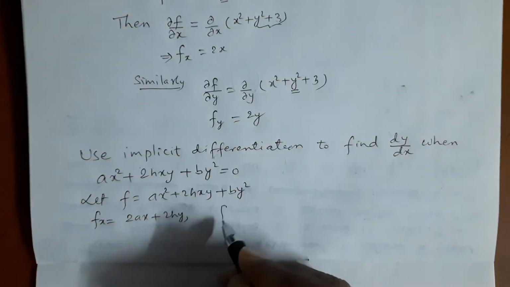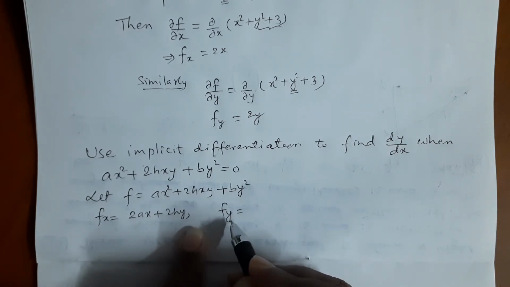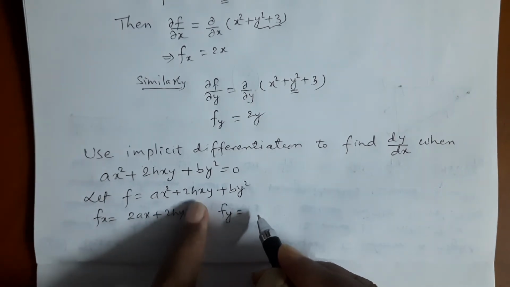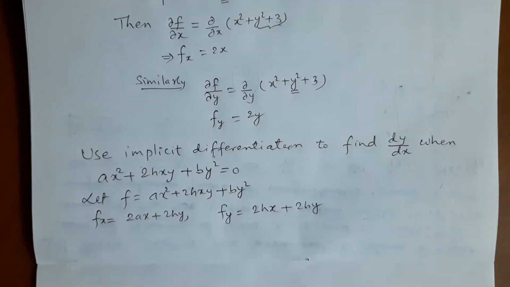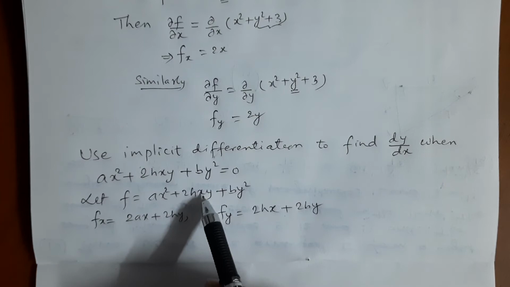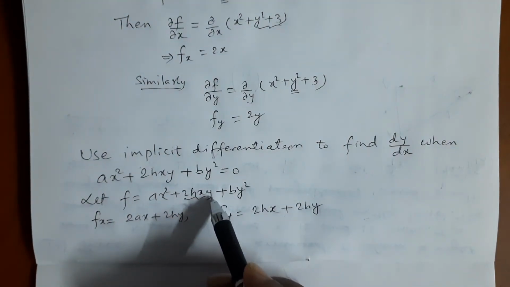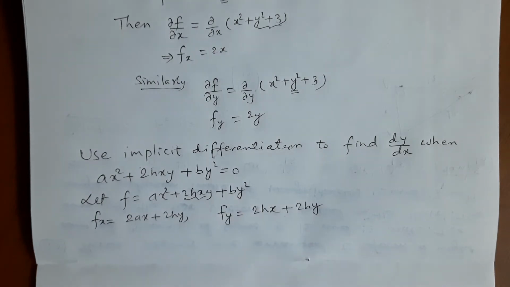Similarly, while finding out the partial derivative of this with respect to y, we take other variables except y as constant. So it will be, derivative of this will be 0, and here its derivative will be 2hx, plus here will be 2by. We have taken variable x as constant. Here derivative of y with respect to y, del y over del y, will be 1, and y square partial derivative will be 2y, so it will be 2by.